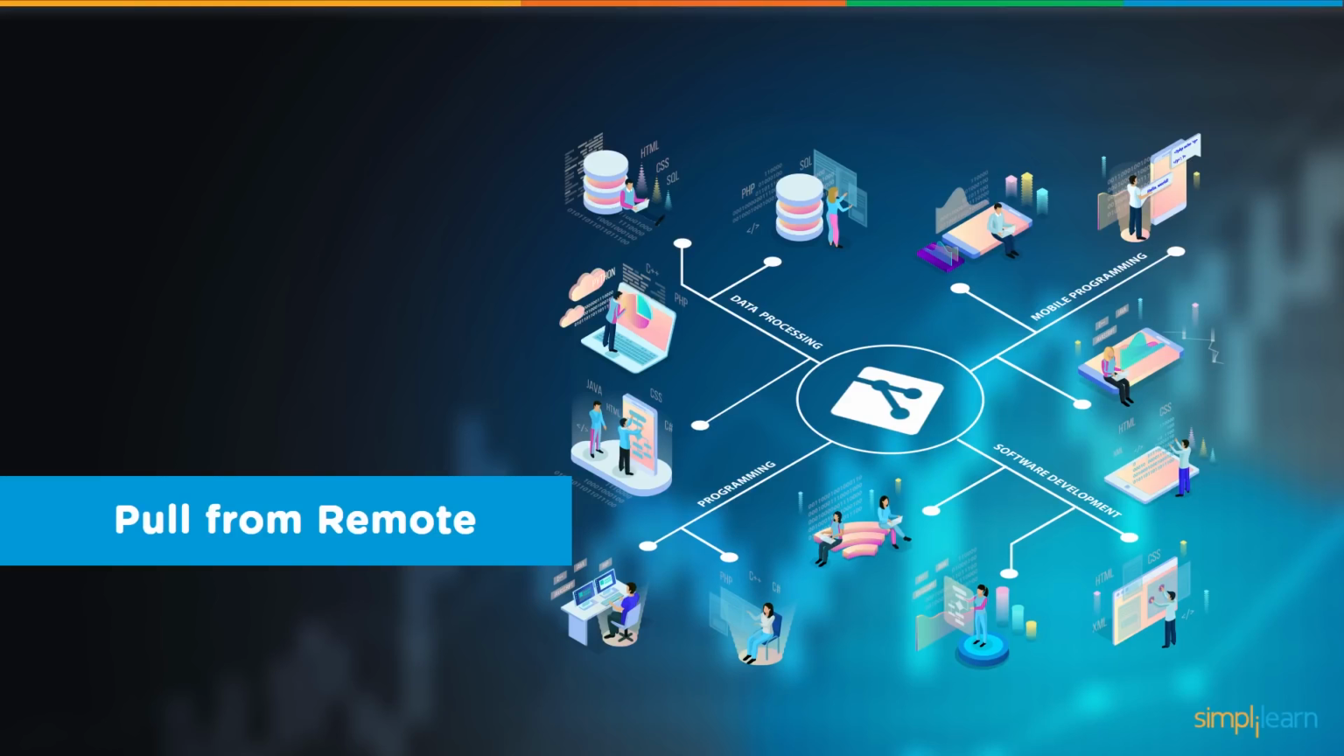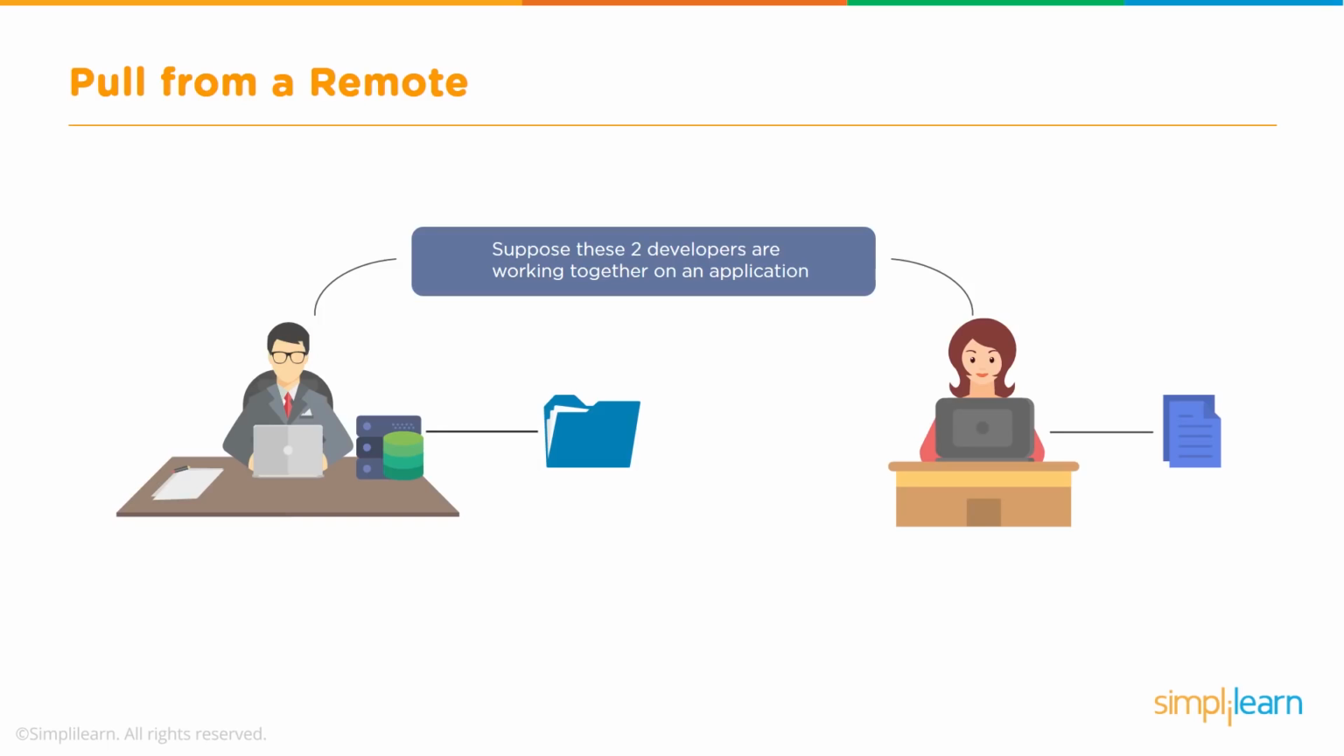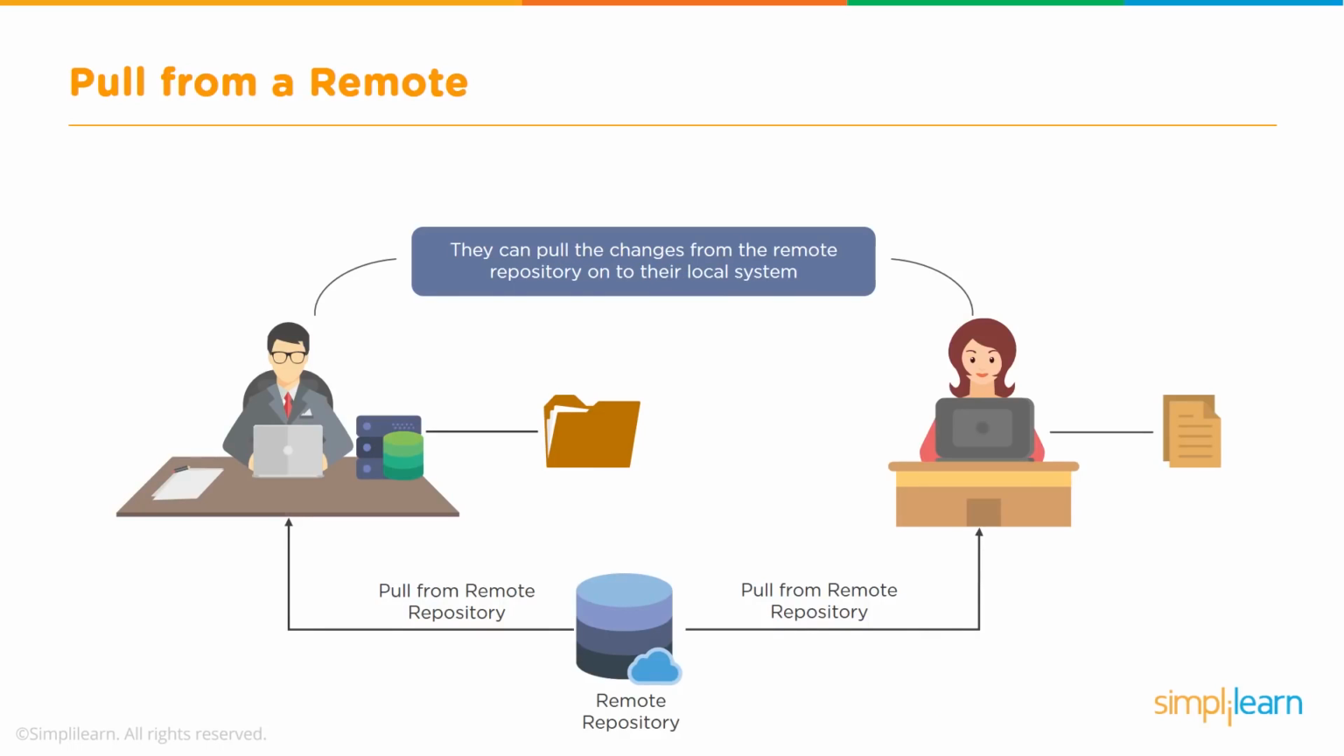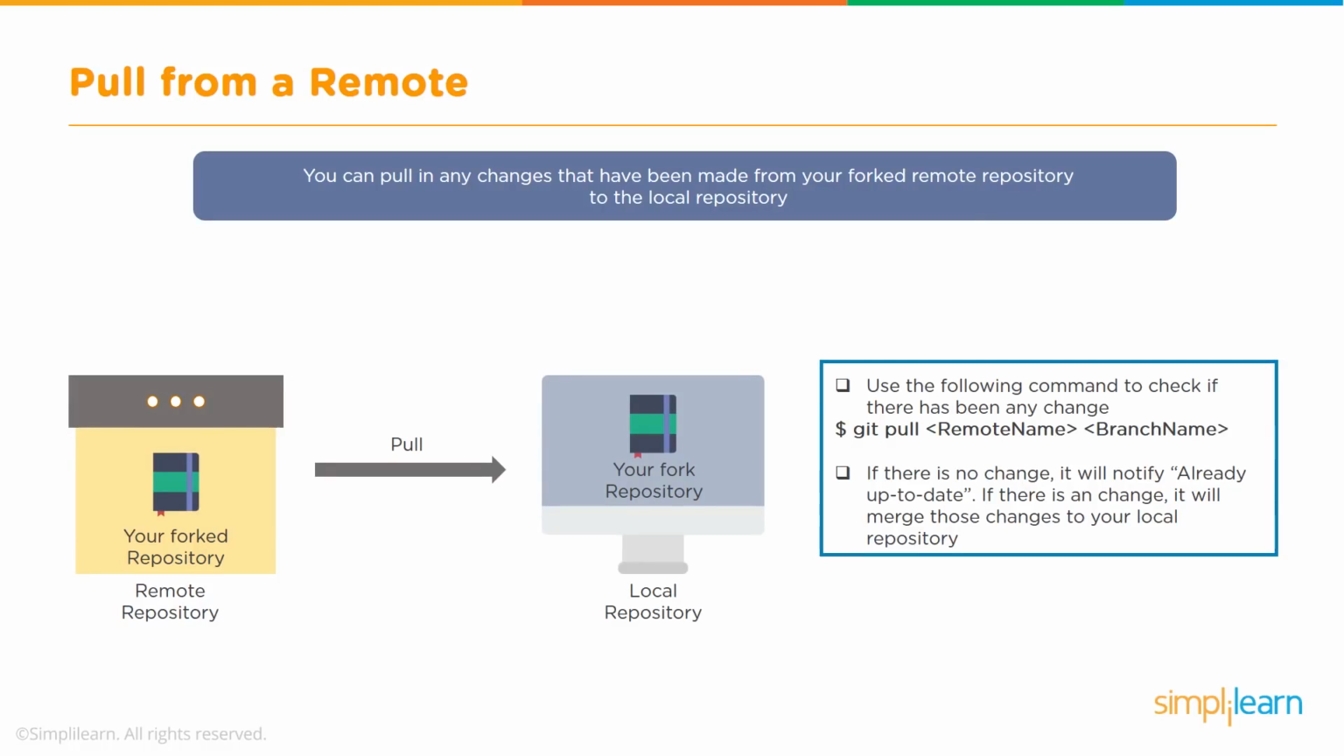Let's talk a little bit about pull from remote. Suppose there are two developers working together on an application. The concept of having a remote repository means the two developers will be checking in their code into a remote repository that becomes a centralized location for them to store their code. It enables them to stay updated on the recent changes to the repository because they'll be able to pull the latest changes from that remote repository so that they are ensuring that as developers, they're always working on the latest code. So you can pull any changes that you have made to your forked remote repository to your local repository.